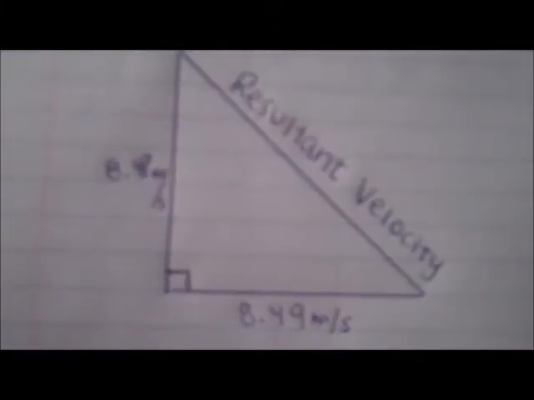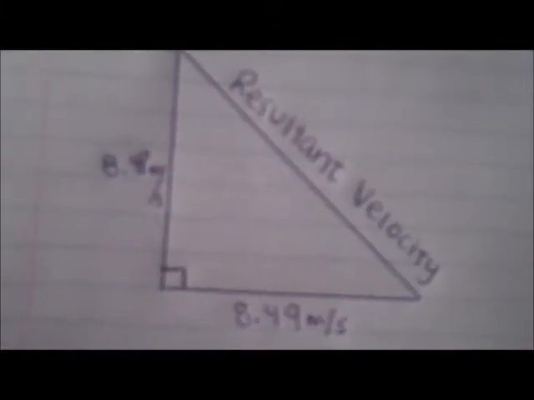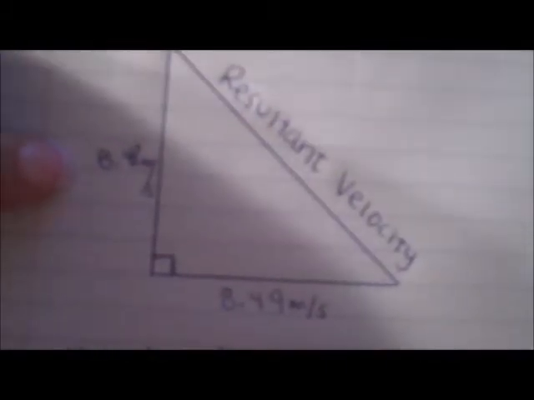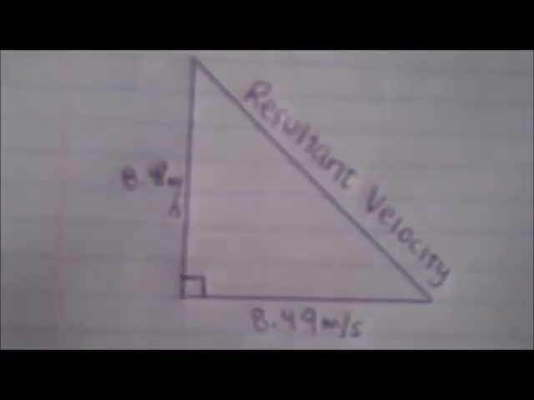To find the resultant velocity, I used the equation a squared plus b squared equals c squared, otherwise known as the Pythagorean theorem. I plugged in the vertical velocity of 8.49 meters per second and the horizontal velocity of 8.49 meters per second, and I did 8.49 squared plus 8.49 squared equals c squared. And then I got that c is equal to 12.01. So the resultant velocity is 12.01 meters per second.